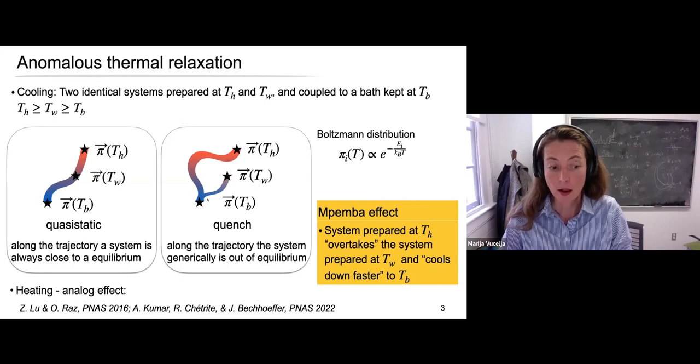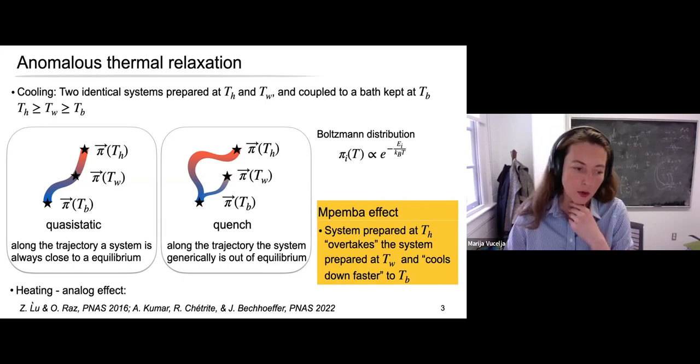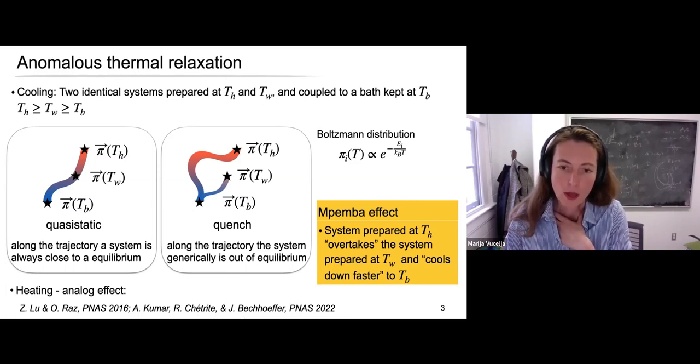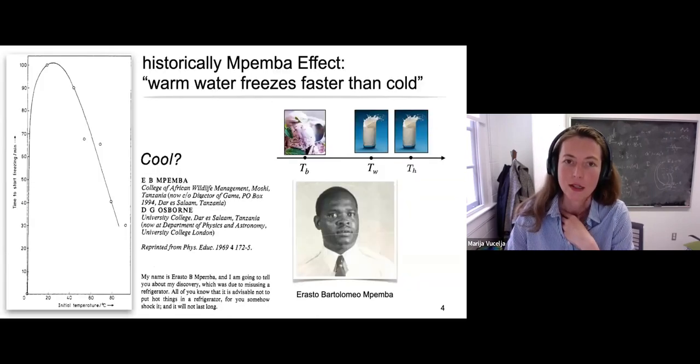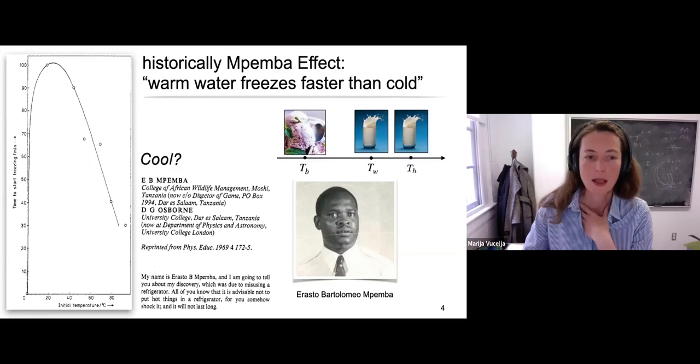And actually you observe, and we know from works of Lu and Raz, and then also from experimental work of John and Rafael and Avinash Kumar, that actually both in heating and in cooling, there are such unusual trajectories where the hot system seems to freeze faster, or the cold system seems to heat up faster.